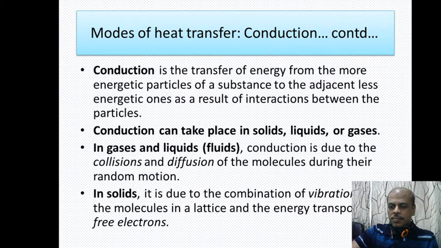Conduction happens mainly in solids. It may happen in liquids and gases also. We have seen this definition of conduction, which is applicable directly to solids. What happens in gases and liquids is that conduction is due to collision and diffusion. Collision and diffusion means as molecules start moving, because it is a fluid, it moves, it collides with other particles or molecules, and heat is diffused during their random motion, because it is conduction in gases.